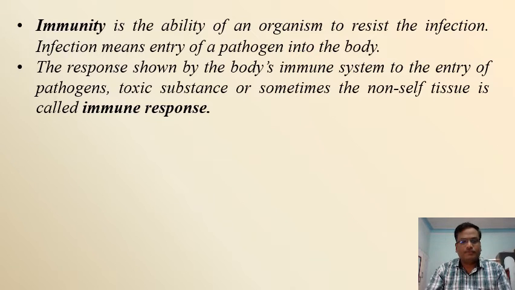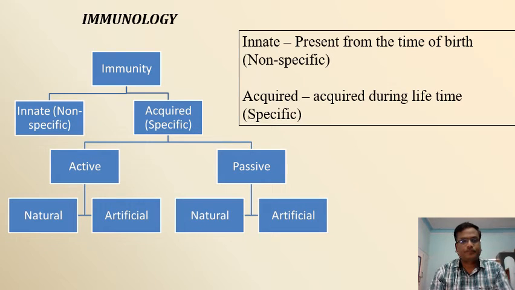So the same definition: immunity is the ability of an organism to resist the infection. Infection means entry of pathogen into the body, and the response shown by the body's immune system to the entry of pathogen is called immune response. Now, this is an overall idea to understand how the immune system works and what are the different types of immune responses. So immunity, we already know what that is.